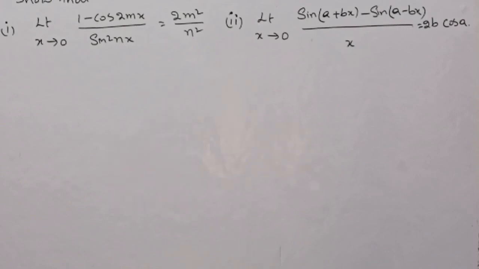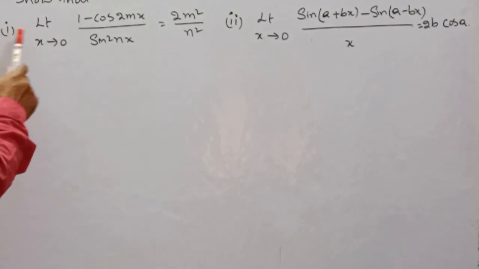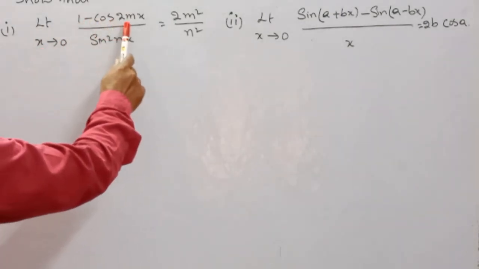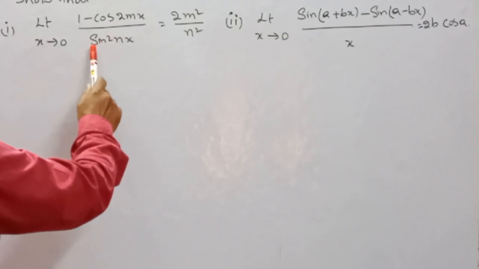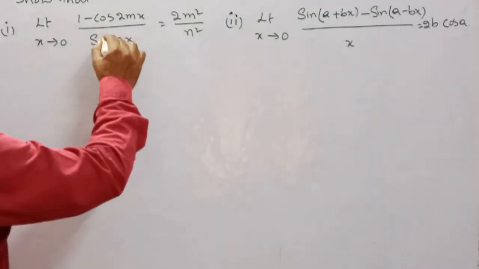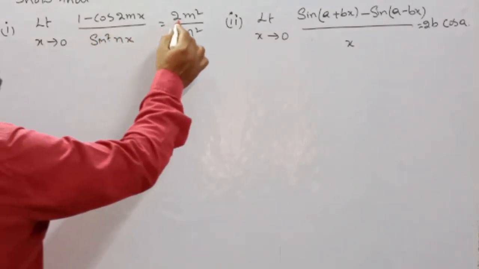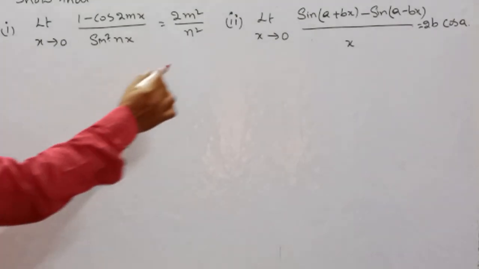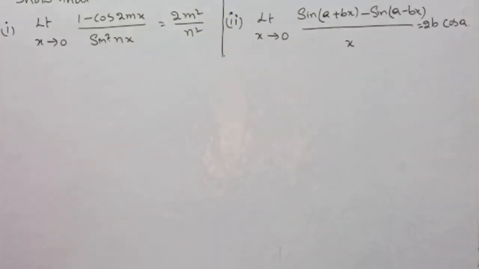One more problem from limits. Here, show that the limit as x tends to 0 of (1 minus cos 2mx) by sin square nx is equal to 2m square by n square. Here, we have to prove this one.